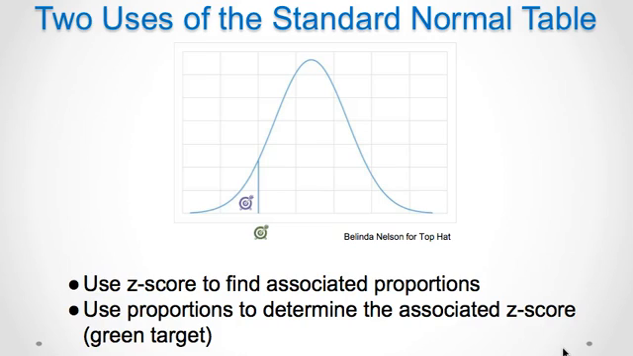The standard normal table can be used in two ways. One, to calculate a z-score and use that z-score to determine associated proportions. And two, use proportions to determine its associated z-score.